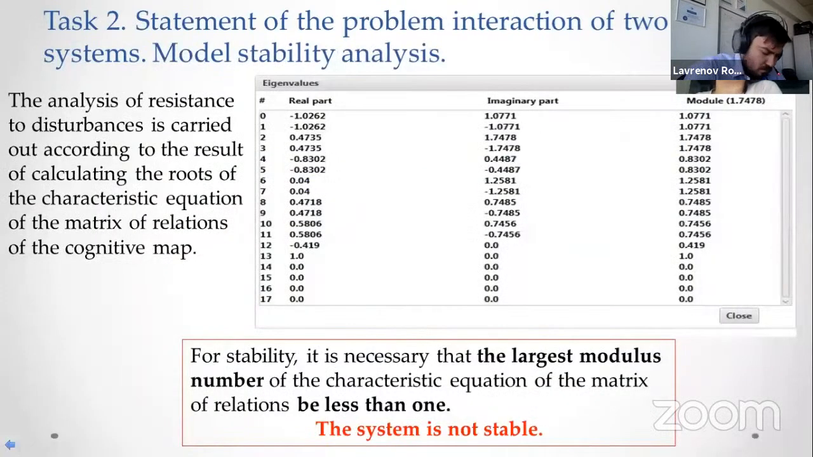Next, we're going to conduct the analysis of the stability of the model to disturbances. The analysis of resistance to disturbances is carried out according to the result of calculating the roots of the characteristic equation of the matrix of relations of the cognitive map. For stability, it is necessary that the largest in modulus number of the characteristic equation of the matrix of relations be less than 1.